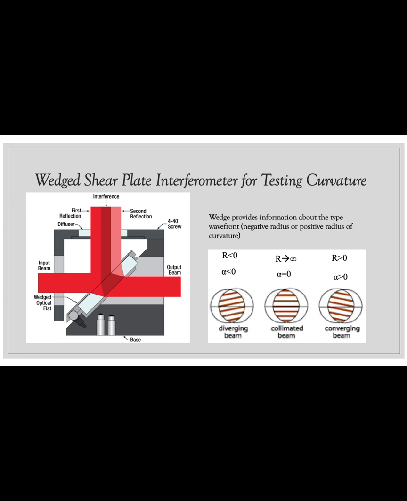The combination of these two beams becomes interesting when the wavefront is actually curved. The shear plate interferometer gives information about how curved that wavefront is. Furthermore, the wedged shear plate will give information about what direction that wavefront is curved in. The diagram to the bottom right shows the resulting fringe pattern for all these curvature types.